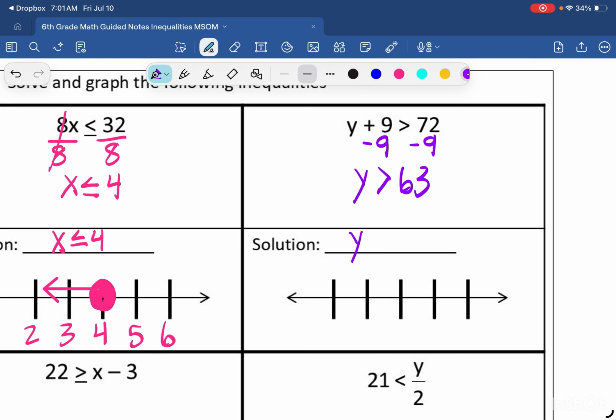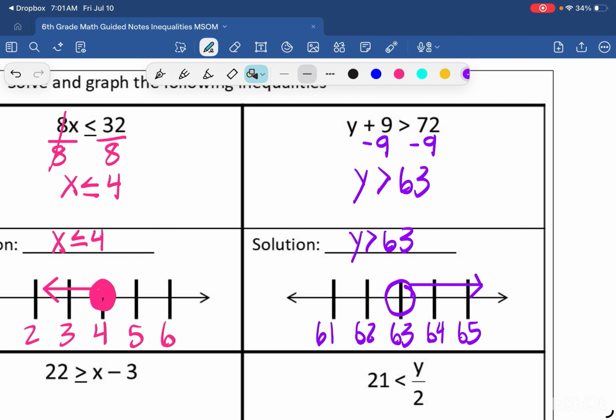That is my solution. To graph it on my number line, I'm going to write 63 and then add the numbers around it. My circle will be open, meaning not filled in, on 63. Y is greater than 63. So I'm going to draw an arrow to all the numbers that are greater than 63, which will be to the right.